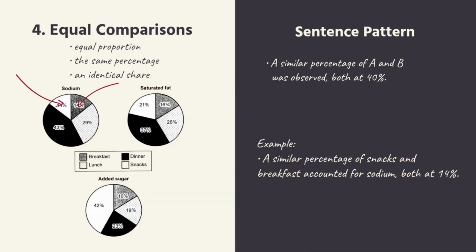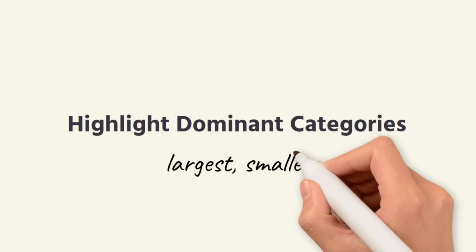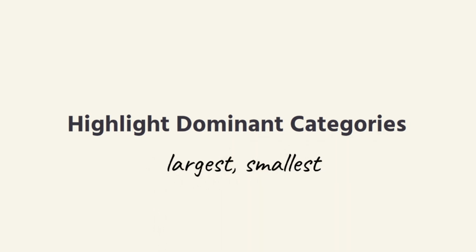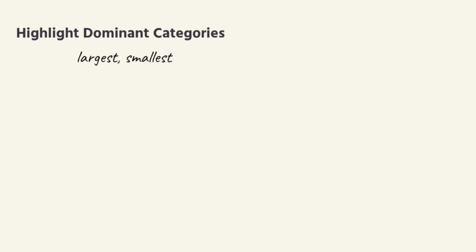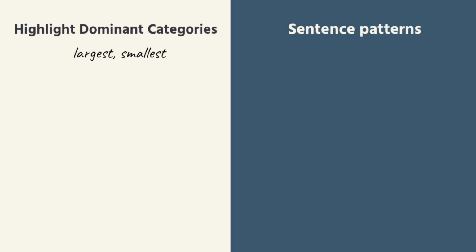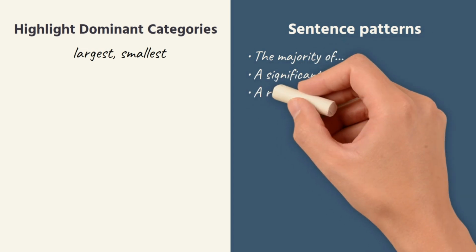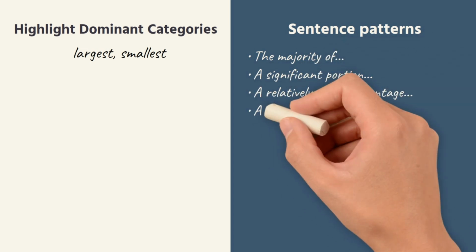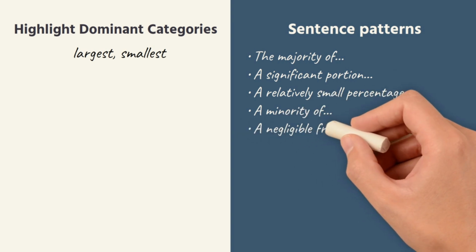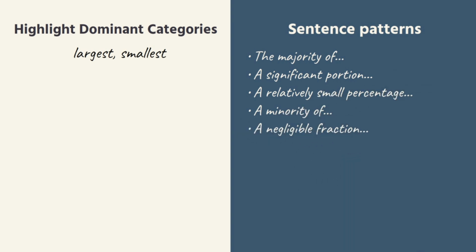The last one, highlight dominant categories. Emphasizing the most noticeable, largest, and smallest percentages is effective in writing. Use phrases like dominates or comprises a majority to describe these categories. Here are some sentence patterns and phrases you can use. The majority of, a significant portion, a relatively small percentage, a minority of, a negligible fraction of.